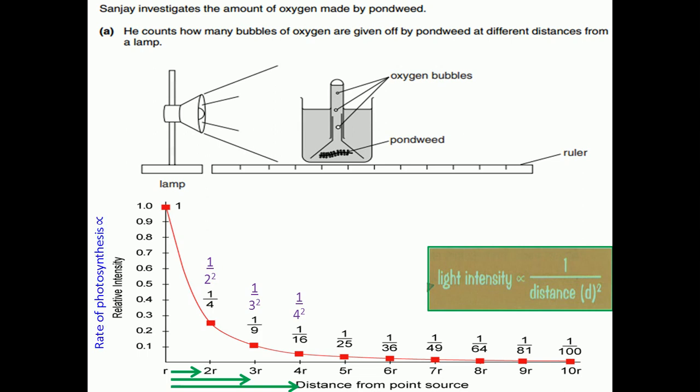And we know that rate of photosynthesis is proportional to light intensity. So if we started off with 100 bubbles per minute, we know that doubling the distance means that you'd get a quarter of the rate of photosynthesis, so 25 bubbles per minute. If we triple the distance, it would be a ninth, so it's 11 bubbles per minute. If we quadruple, it would be 6 bubbles per minute. So you should be able to use calculations in the exam where you understand that light intensity and rate of photosynthesis are directly proportional to each other. However, the distance from the light is inversely proportional.